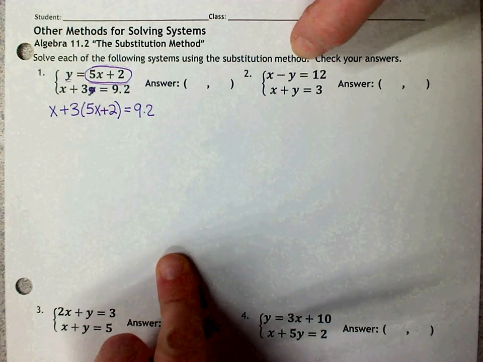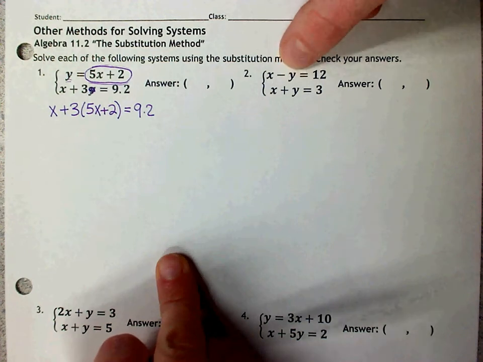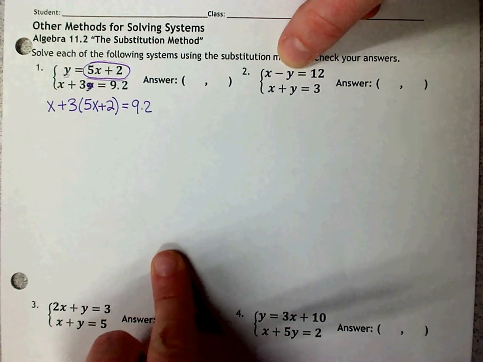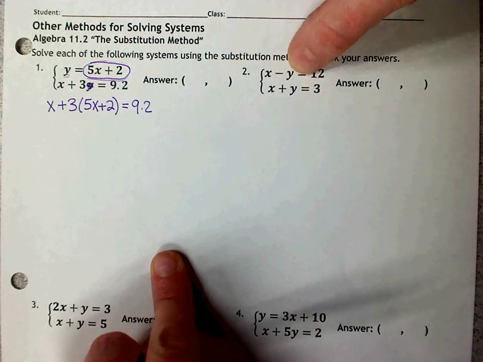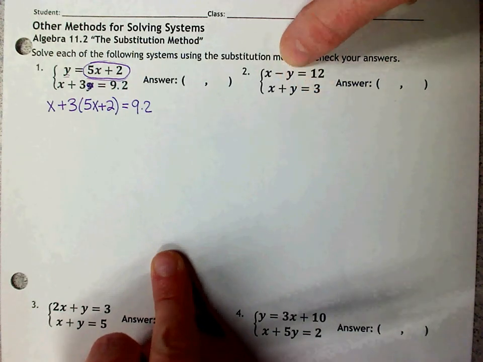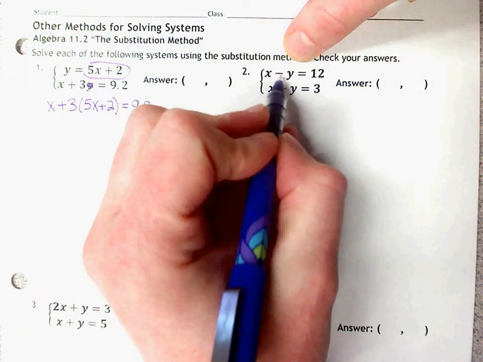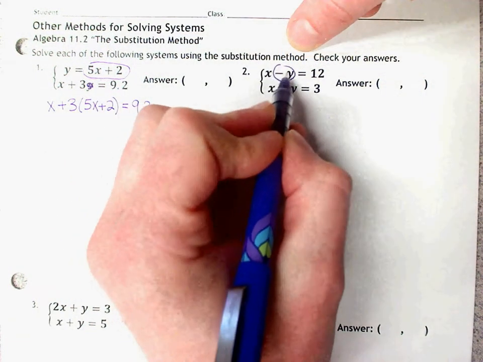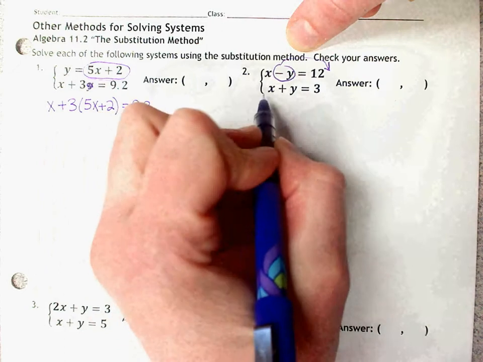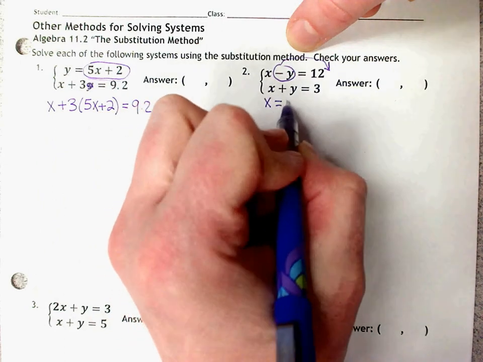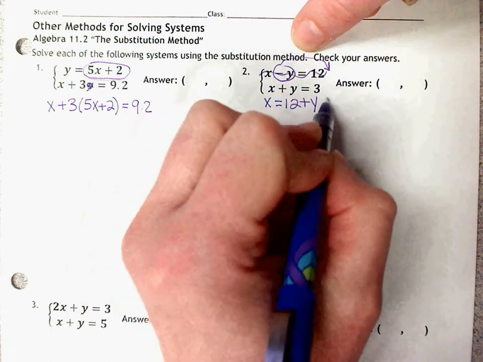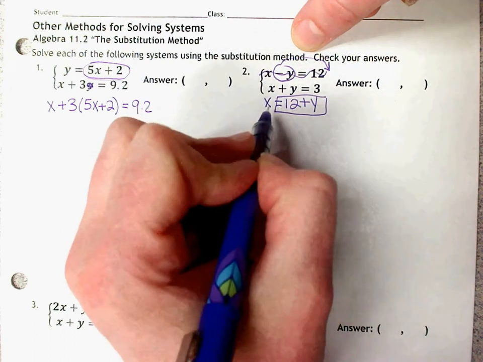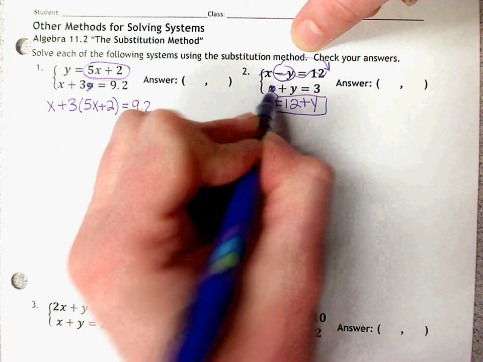Alright, number 2, you don't have a variable all by itself, but you do have all of these variables with a 1 coefficient or a negative 1 coefficient. And so what I'm going to do is get rid of this negative, and I'm going to add y over here. And so I have x equals 12 plus y. Okay? And then I'm going to use this one to substitute in for my x.